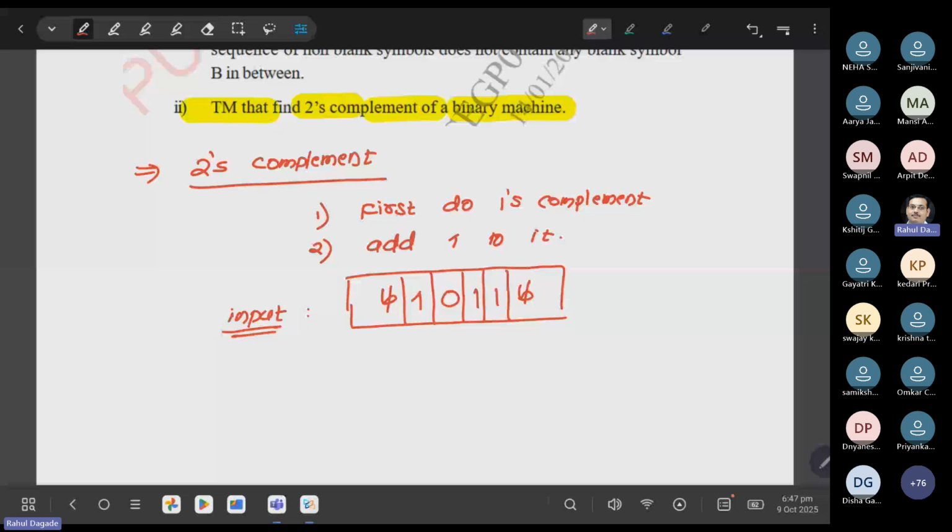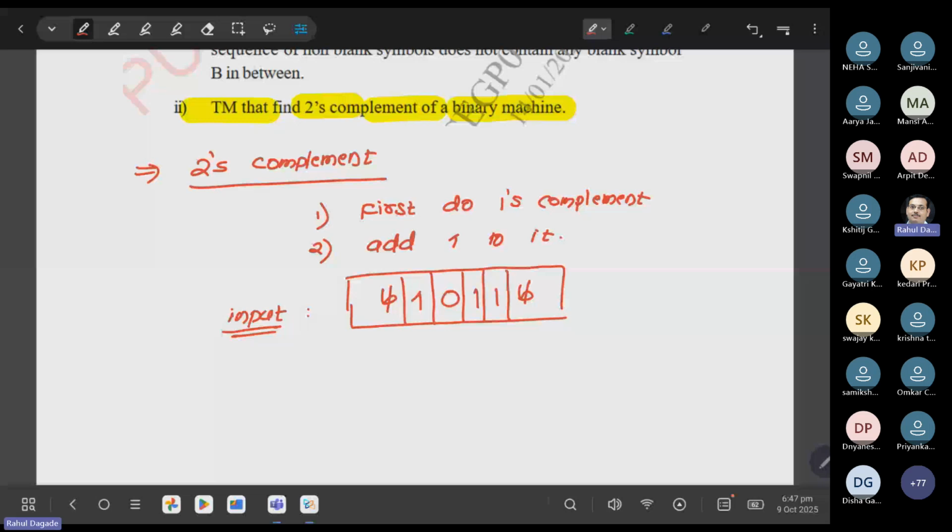So the output will be, first it will do 1's complement. So the 1's complement will be 1 converted into 0, 0 into 1, 1 into 0, 0. And now add 1 to it. So 0 is converted into 1, 0, 1, 0. So our output will be blank 0 1 0 1 blank. So this is the output.